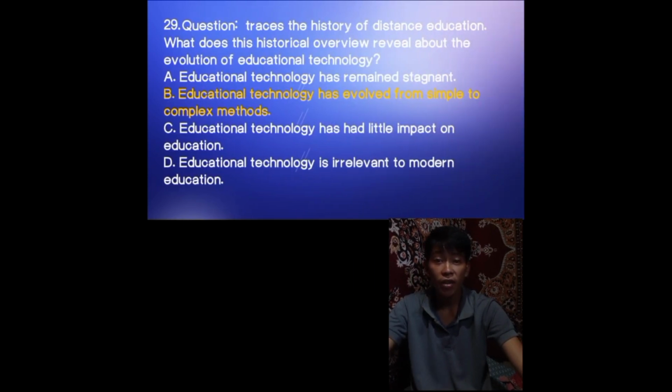So number 29, the answer is letter B. Educational technology has evolved from simple to complex methods. So it shows the progression from correspondence courses to the use of advanced technologies like the internet and web.